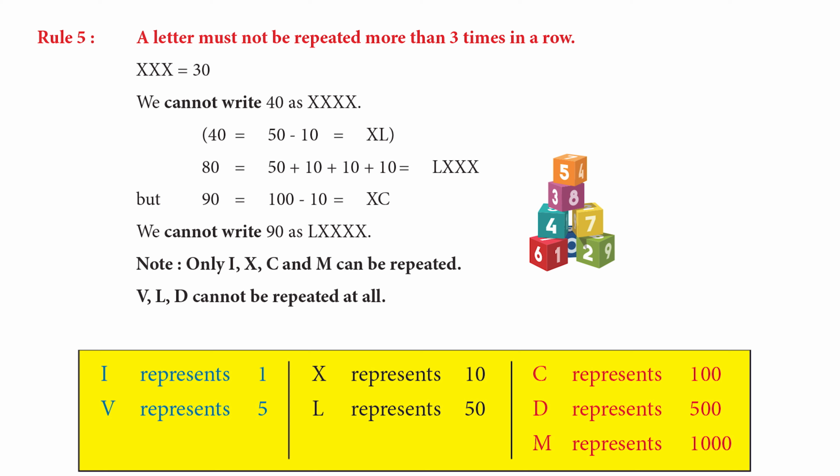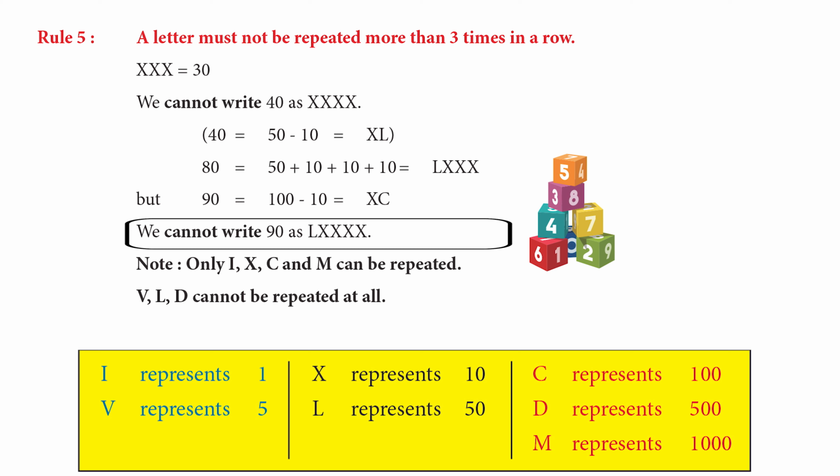Let us take an example of 90. We just learned 99, but let us take an example of 90. As you see on the screen, 90 is 100 minus 10. So, XC. We cannot write 90 as 50, that is L, and then 4 tens, because we can only write one letter 3 times, not more than that.